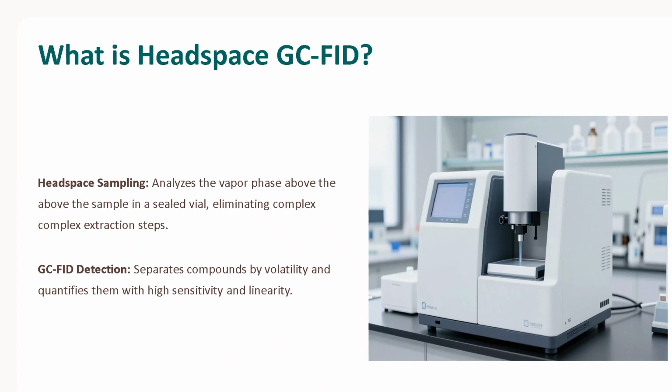So how do we actually detect these compounds? That's where Headspace GC-FID comes in. Headspace sampling means we analyze only the vapor phase above the sample, instead of the full matrix. This eliminates complicated extraction steps. Then gas chromatography separates each volatile compound. And the flame ionization detector quantifies them with excellent sensitivity and linearity. In short, it's a clean, simple, and powerful way to measure volatile impurities without messy preparation.